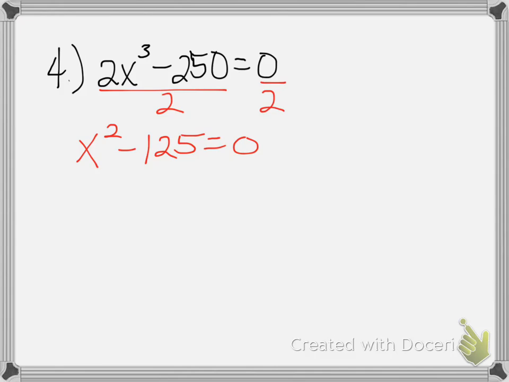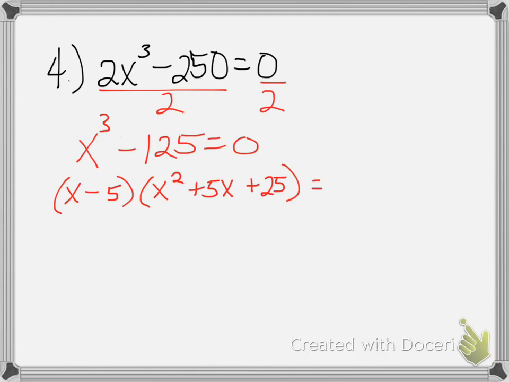And if you look back at your list of perfect cubes that I gave you at the beginning, I made a mistake. If you look back at the list, 125 is a perfect cube. And this is the difference of 2 cubes. So I get x minus 5. And then the other part is x squared plus 5x plus 25 equals 0.